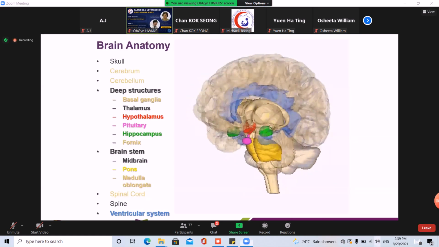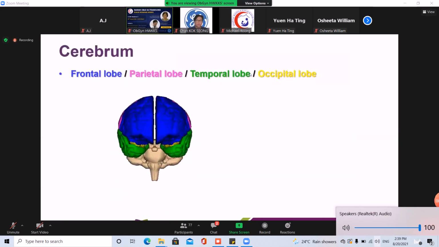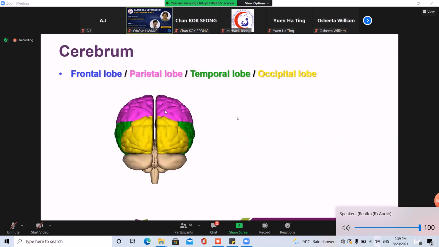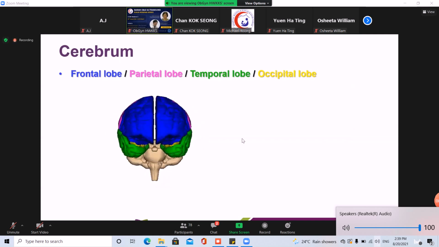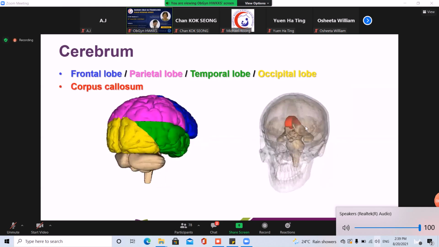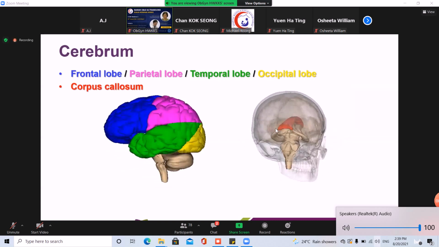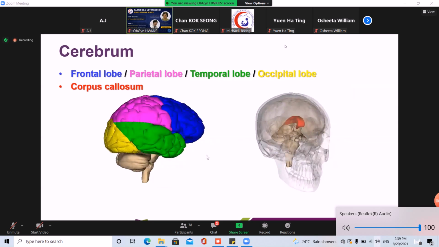Now, the brain is made up of two cerebral hemispheres, and each cerebral hemisphere is made up of four lobes: the frontal lobe in front, the parietal lobe on top, the occipital lobe at the back, and the temporal lobe on the side. And the two cerebral hemispheres are connected in the middle by a large bundle of nerve fibers called the corpus callosum.